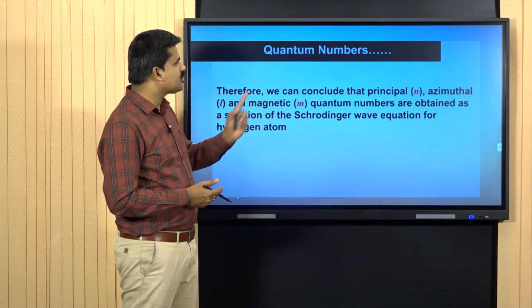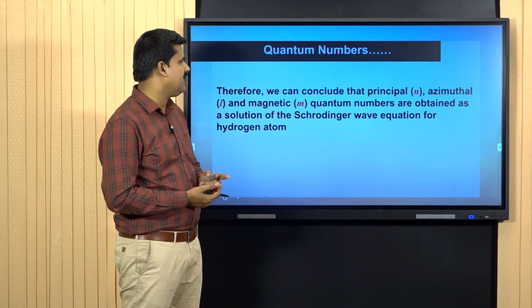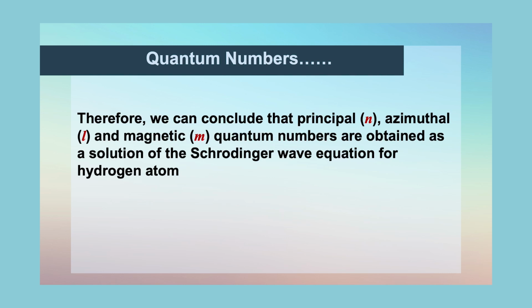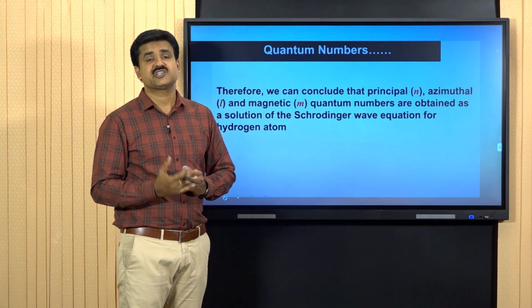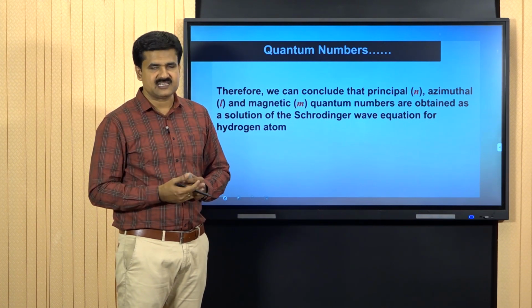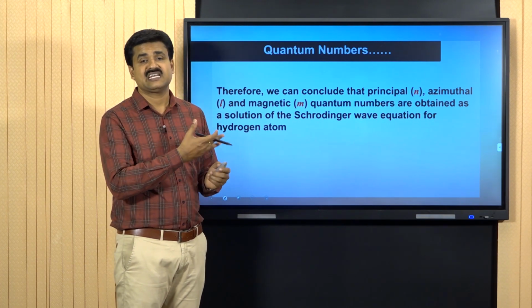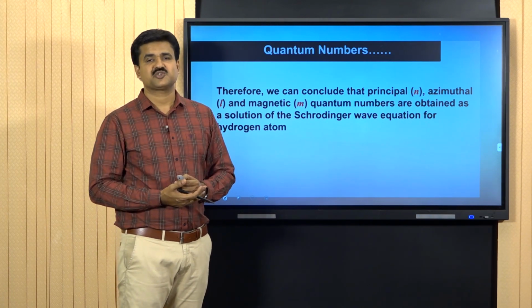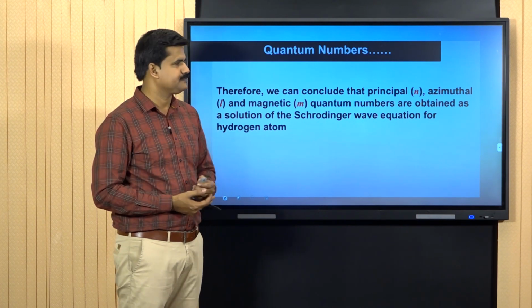Therefore, we can conclude that the principal quantum number n, azimuthal quantum number l and magnetic quantum number m are obtained as a solution of the Schrodinger wave equation of the hydrogen atom. That means we got these three quantum numbers from the solution of the Schrodinger wave equation for hydrogen atom. It should be noted that the spin quantum number does not appear anywhere in this solution of the Schrodinger wave equation. That we will deal with separately in the coming schedules.